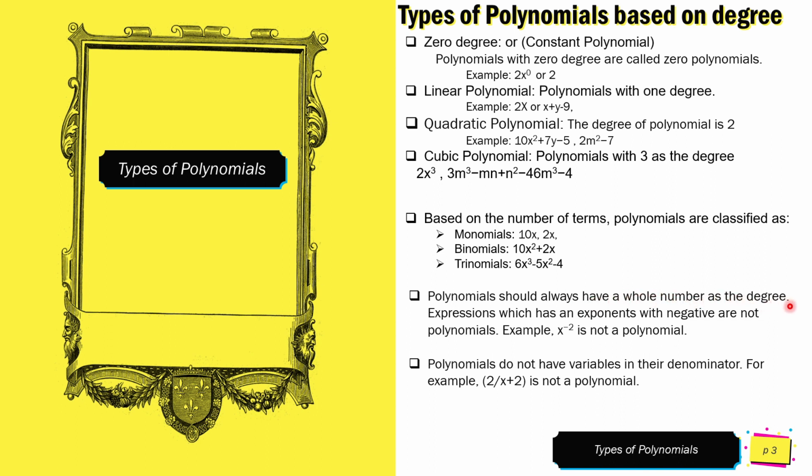The polynomial should always have a whole number as the degree, so it cannot be like 1 by 2 or minus 1 by 2. An expression which has a negative exponent is not a polynomial. So let's say this is x to the power minus 2, so the exponent, or the degree, is minus 2. So this cannot be a polynomial. It has to be a purely positive whole number. Polynomials do not have variables in their denominators, like 2 by x plus 2, right? So this is not a polynomial. Why? Because in the denominator, the condition is that it should not have any variable associated. So that's why it is not a polynomial.